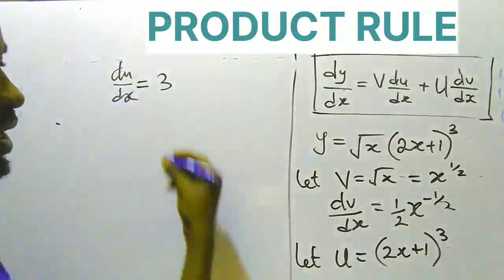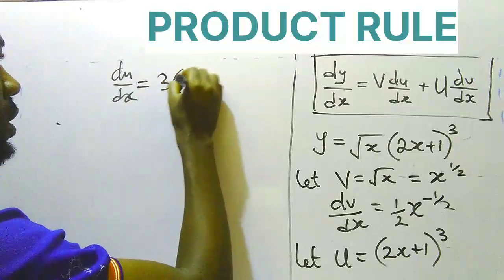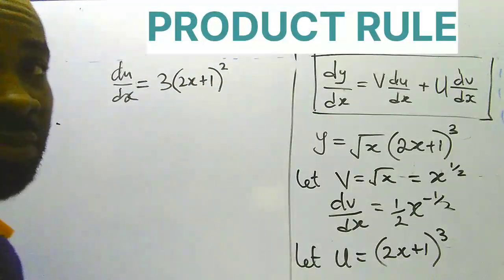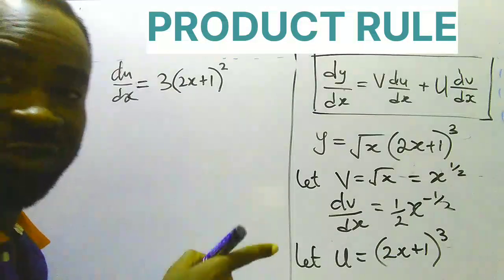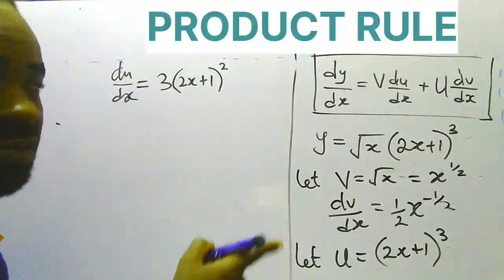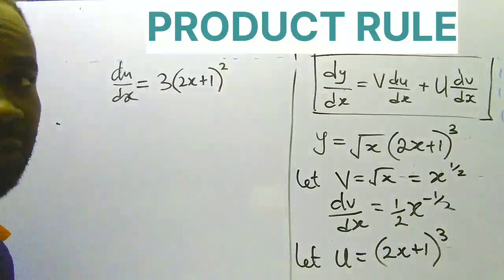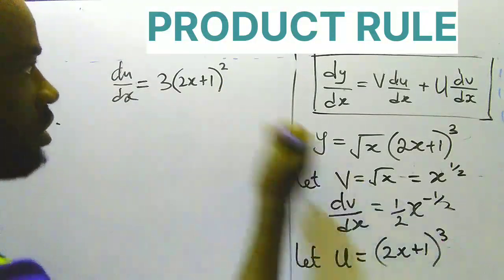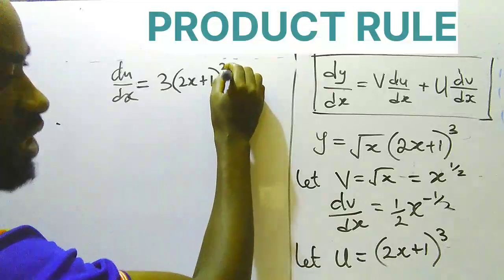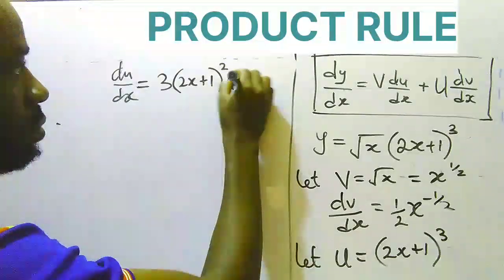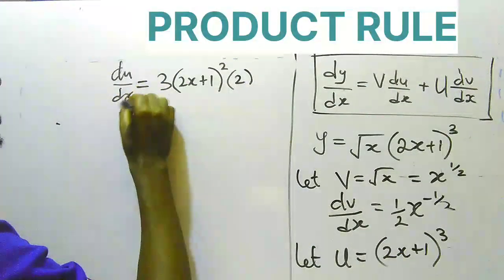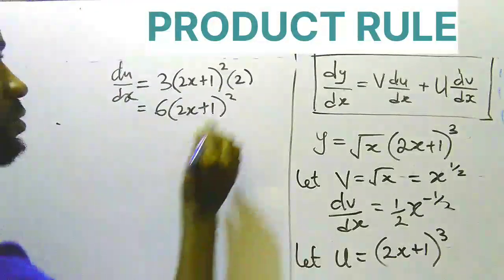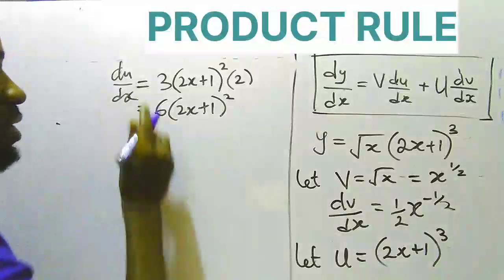I'm glad you already learned how to differentiate composite functions, so that is not a problem. But in case you haven't learned it, please go and visit my previous videos on the chain rule. I think I did that about a week or 2 weeks ago. So applying our chain rule, this will give us times 2. So we are going to have 6 into 2x plus 1 all squared. So this is our du dx.